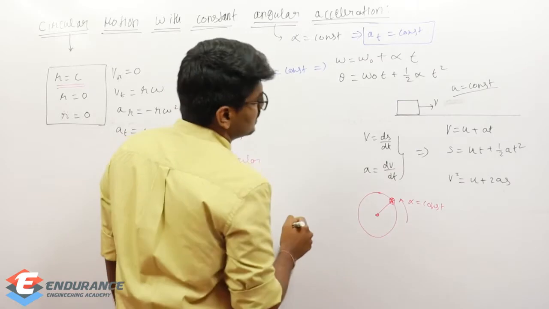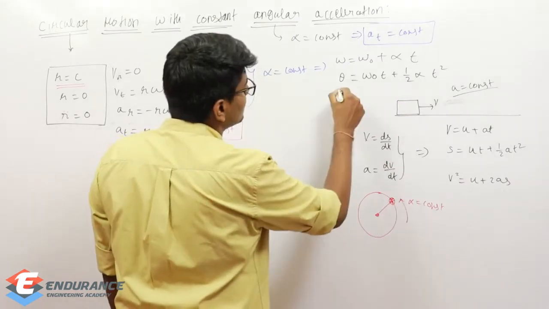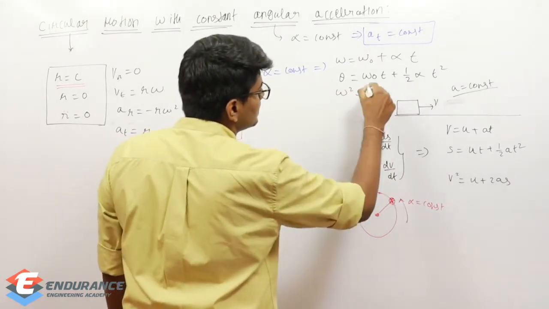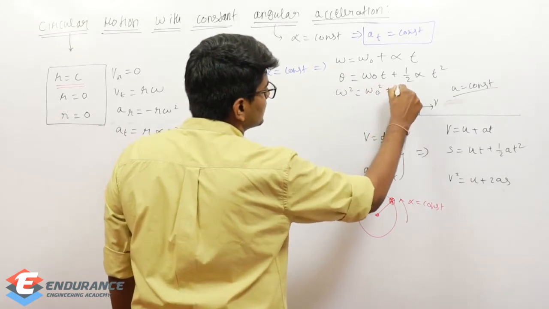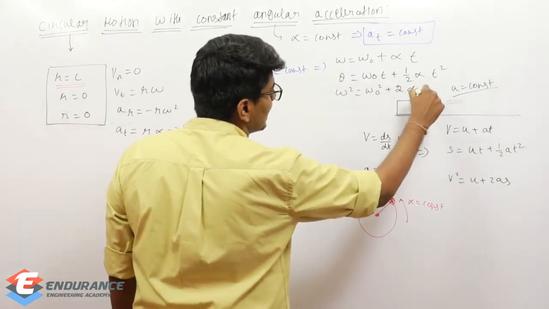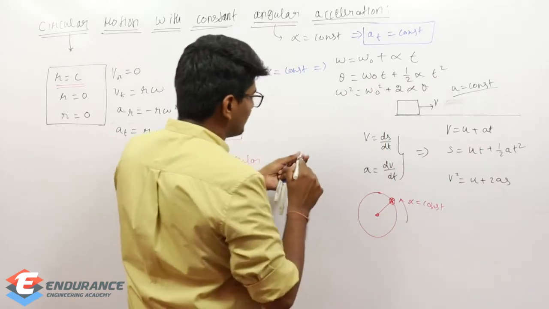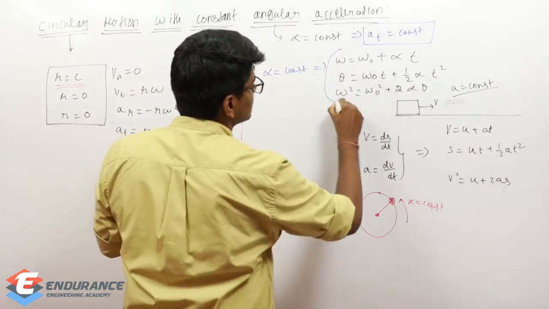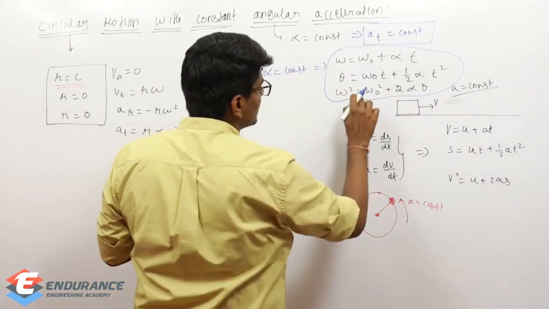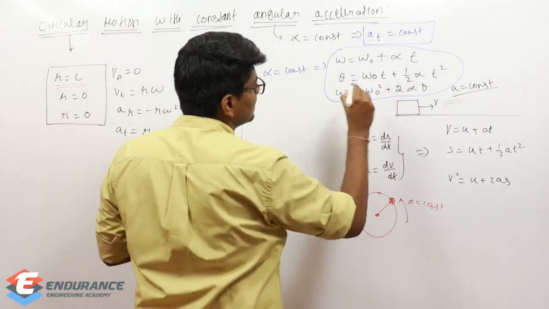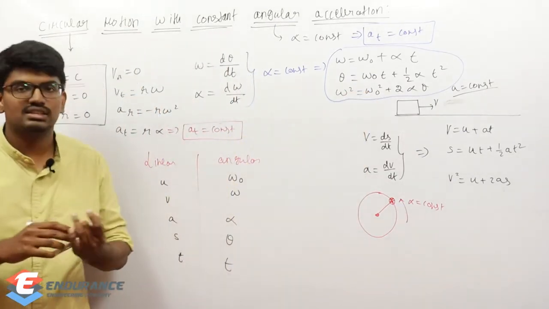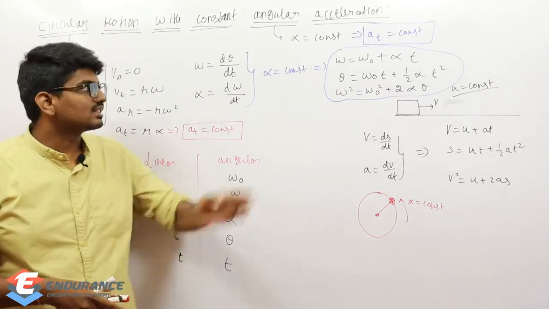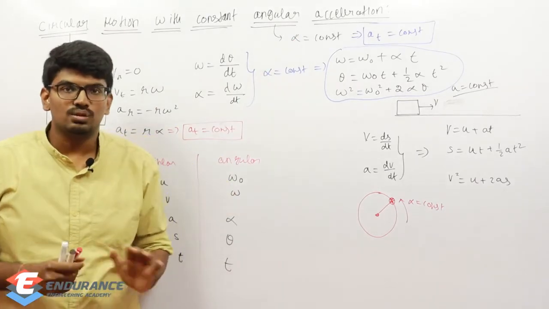And last but not the least, final omega square equals initial omega naught square plus 2 times acceleration, here alpha, here theta. So these are the three equations we get under the assumption of constant angular acceleration. If angular acceleration is constant, tangential acceleration is also constant.